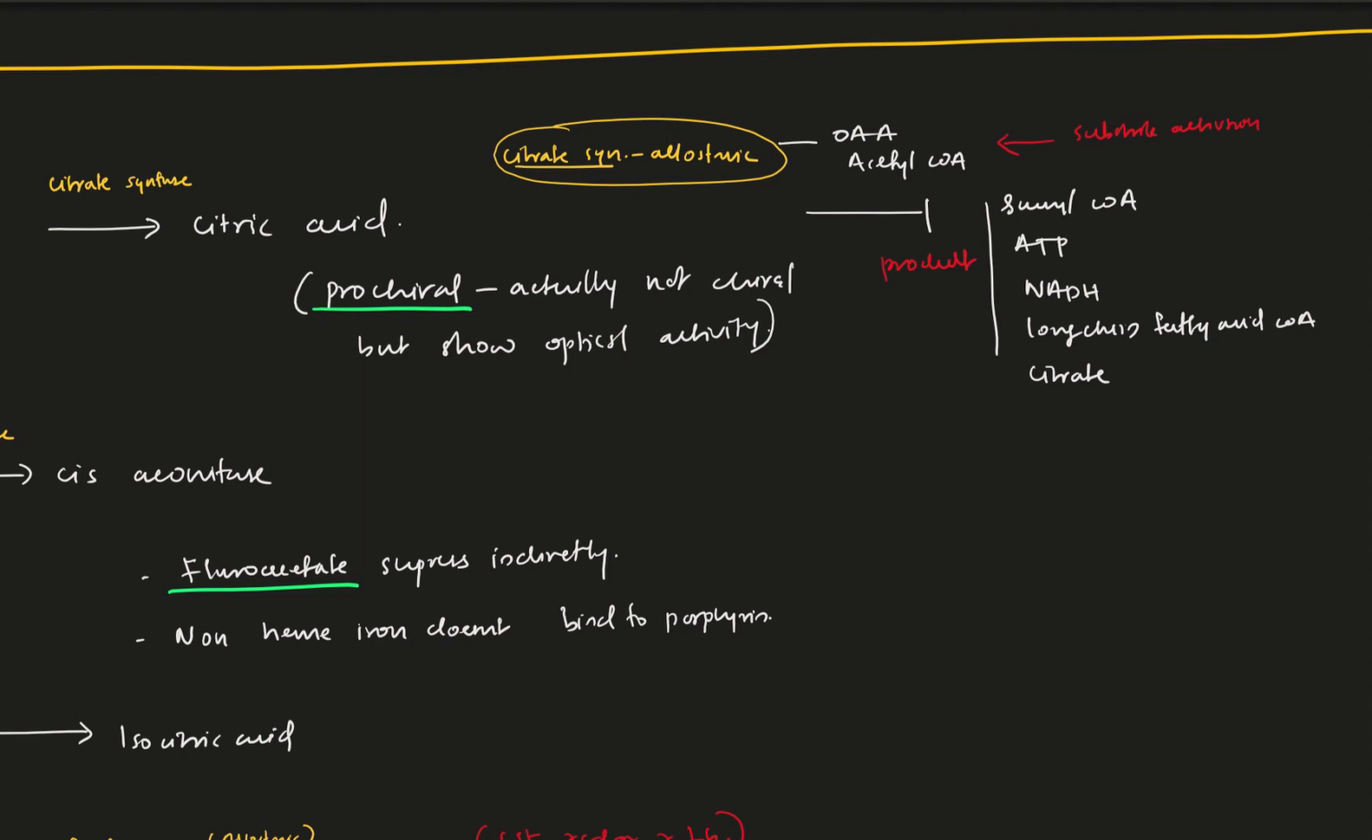Then succinyl CoA is acting as an inhibitor, ATP is acting as an inhibitor, and so are long chain fatty acids. Except for the long chain fatty acids, all the others are products, so that's why they are inhibitors, and the substrates are the promoters.